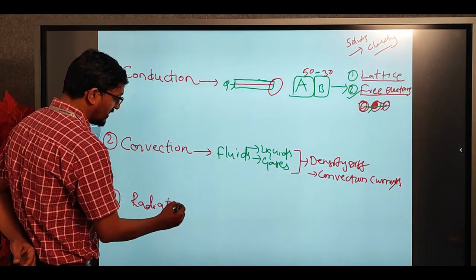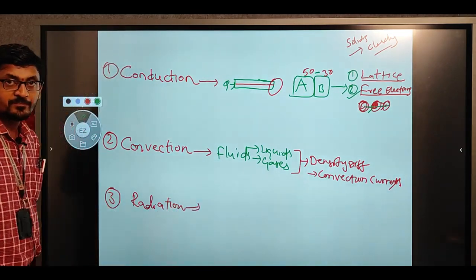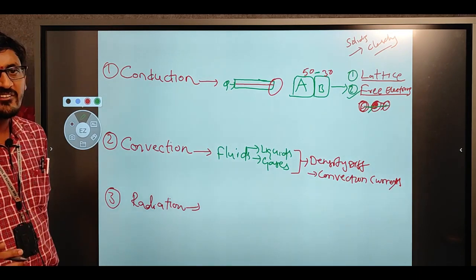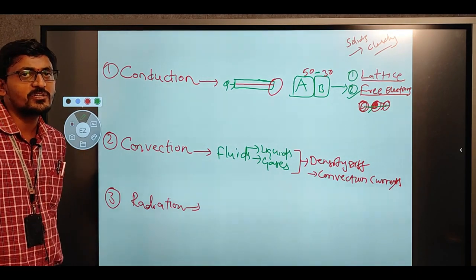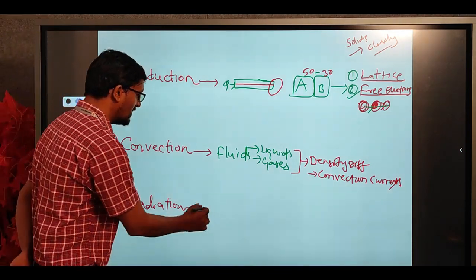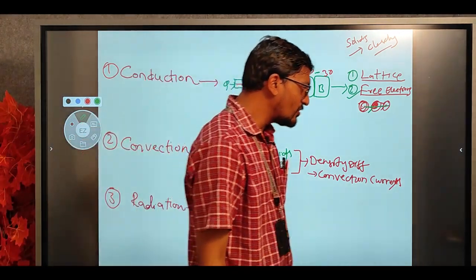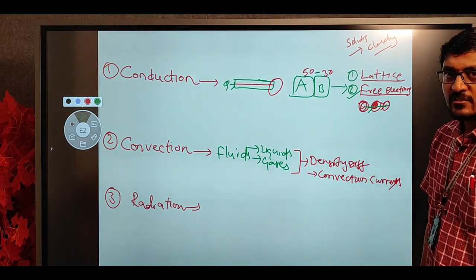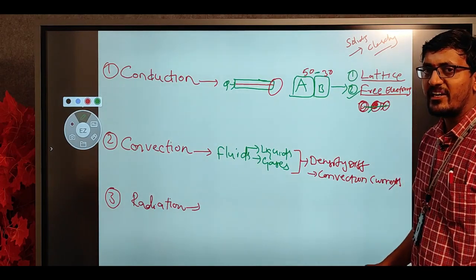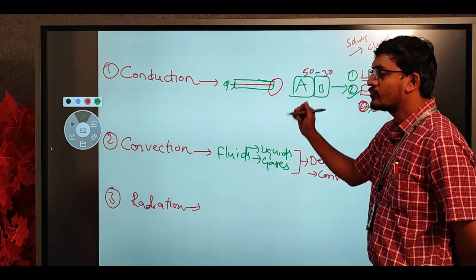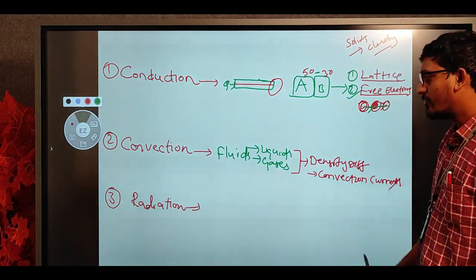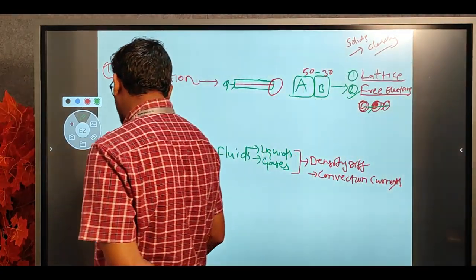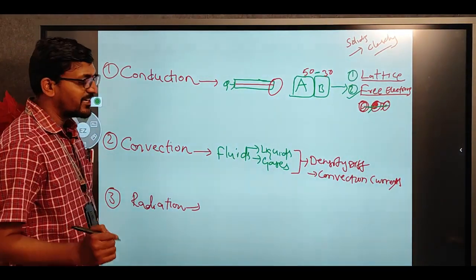And the next one is radiation. If the heat transfer is not taking place by convection or conduction, then it is absolutely radiation. Here in radiation there is no need of any medium, whereas conduction predominantly, about 90%, takes place in solids only, right? Whereas convection takes place in fluids only, and in radiation there is no need for such a medium.